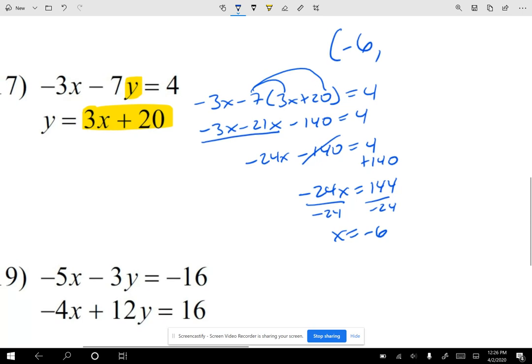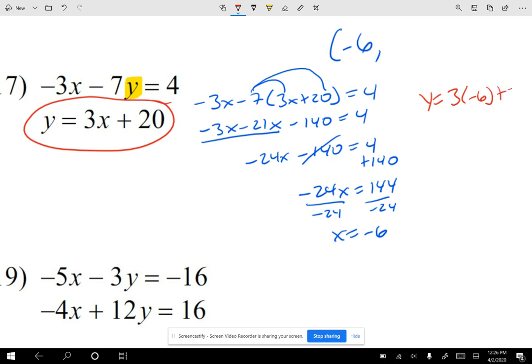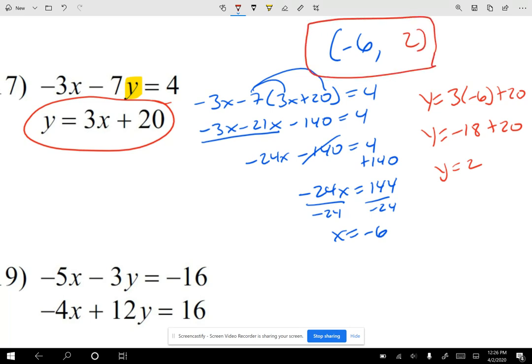Now for my y value, I'm going to use any equation that I want. I'm going to use this one. So I have that y is equal to 3 times negative 6 plus 20. So I have that y equals negative 18 plus 20. So y must be 2. Remember to type inside parentheses. There's a comma. There's a space after the comma, and you must write them in alphabetical order. For substitution, one of your letters must be by itself.